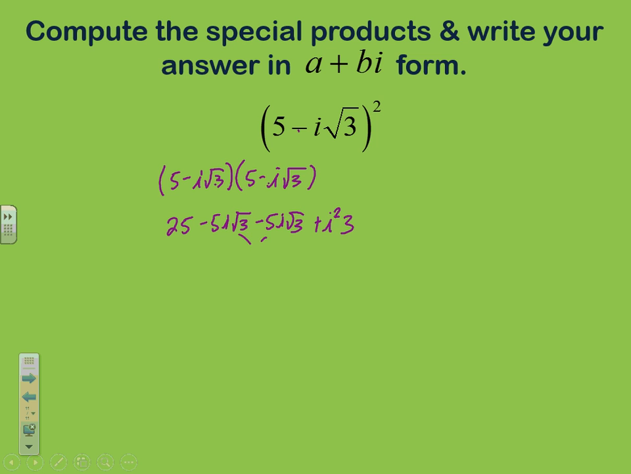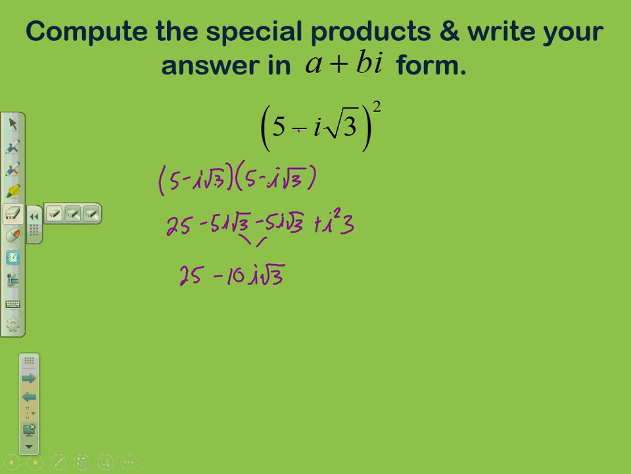So again, the like terms come from the two middle when we FOIL things. So 25 minus 10i radical 3 plus i squared is negative 1. Negative 1 times 3 will give me a minus 3. So let me change that sign here. So that's going to give me a minus 3 here, which will ultimately just give me 22 minus 10i radical 3 when we combine the like terms of the 25 and the 3.